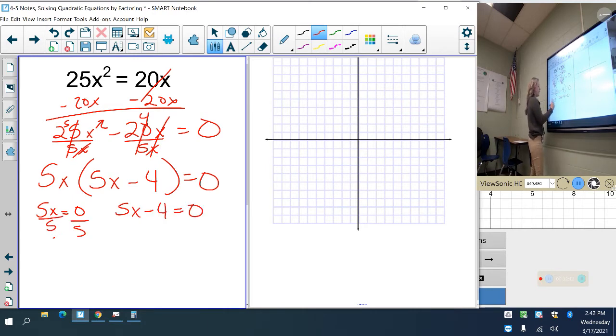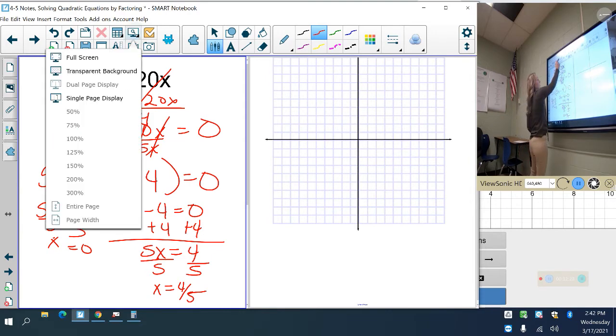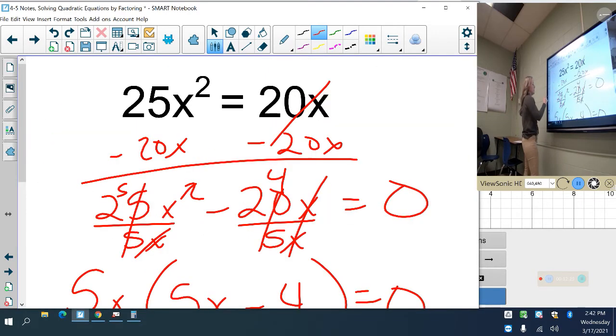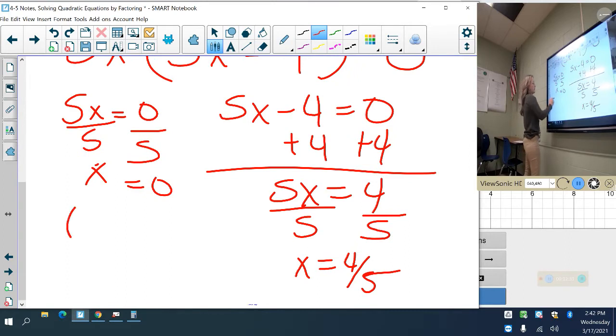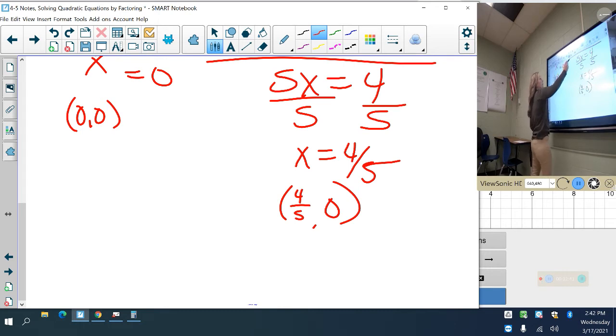Divide by 5, x equals 0. Add 4. Divide by 5, x equals 4/5. So there are my two x-intercepts. So I have 0, 0, and I have 4/5, which is also 0.8, comma 0. So now I need to find my vertex.